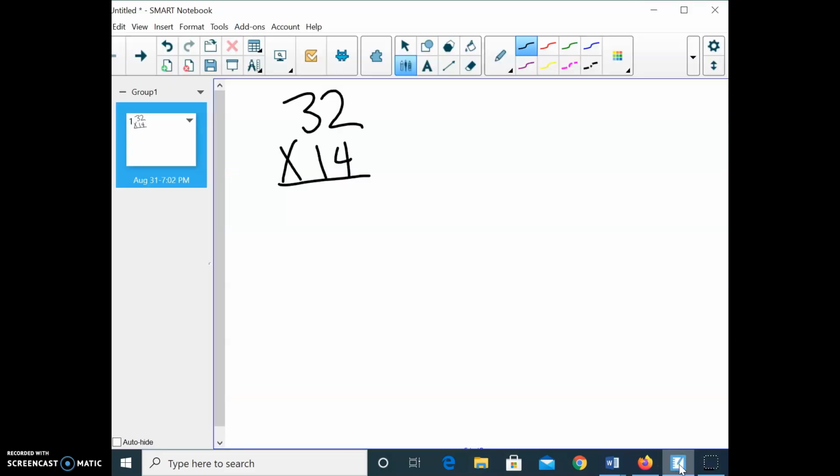Alright guys, so today we're going to take a look at multiplying a two-digit number by a two-digit number. I'm going to multiply 32 times 14. First thing you always want to do is start in the ones place on the bottom number.